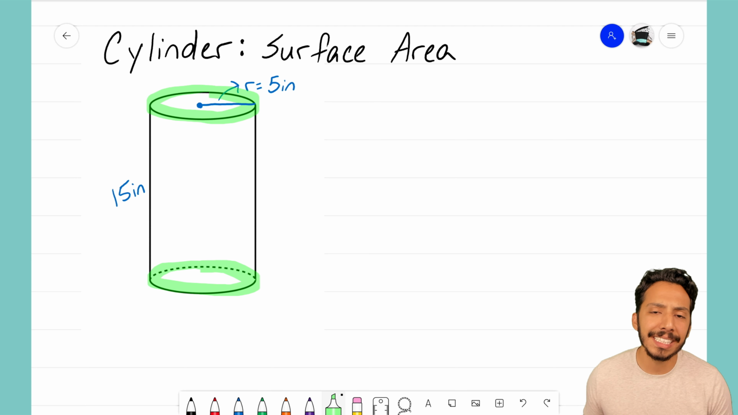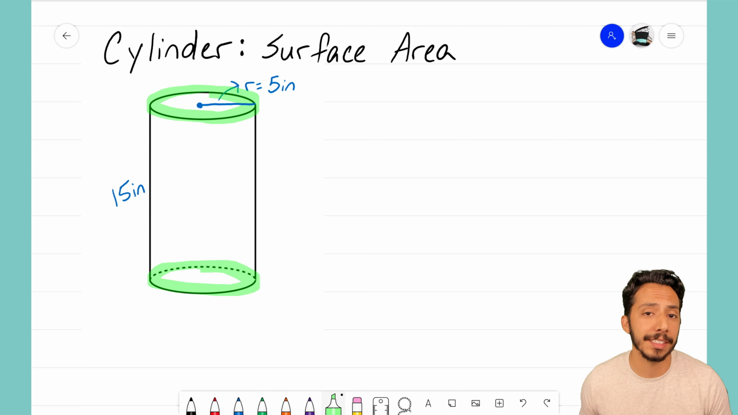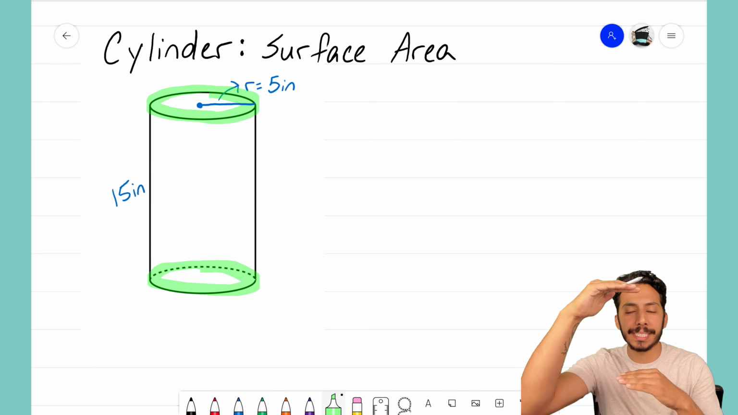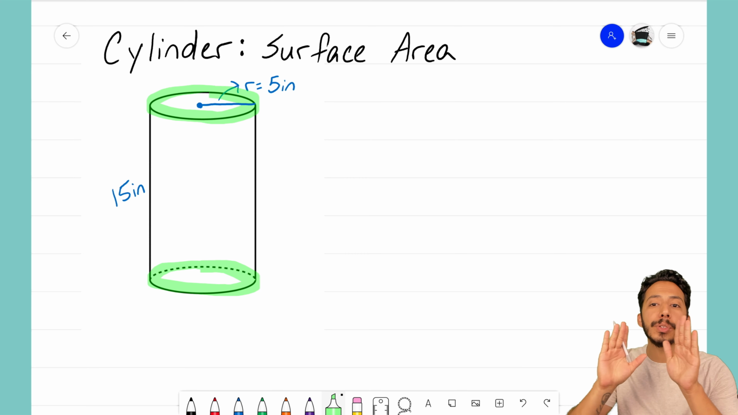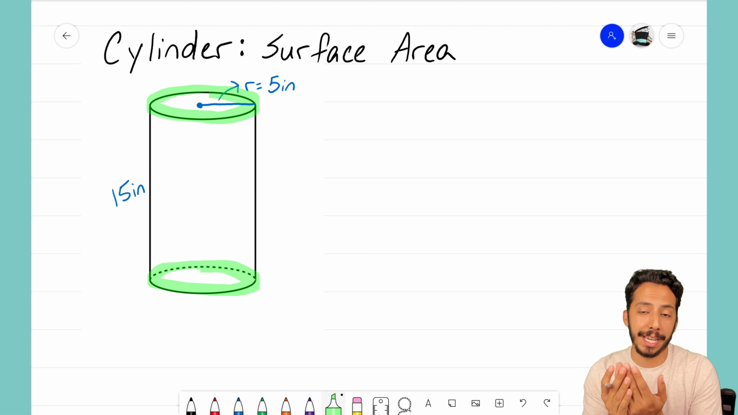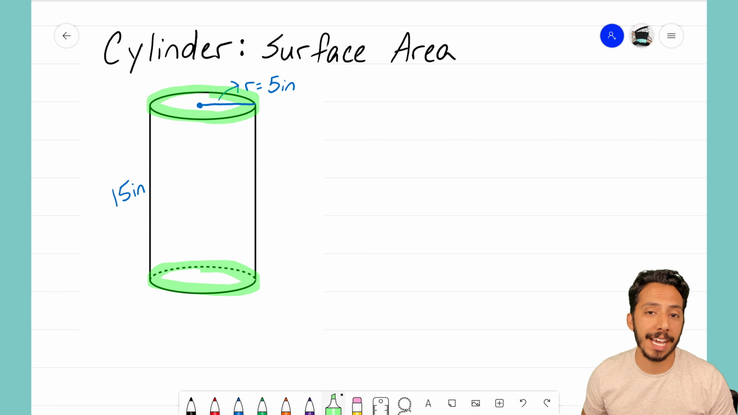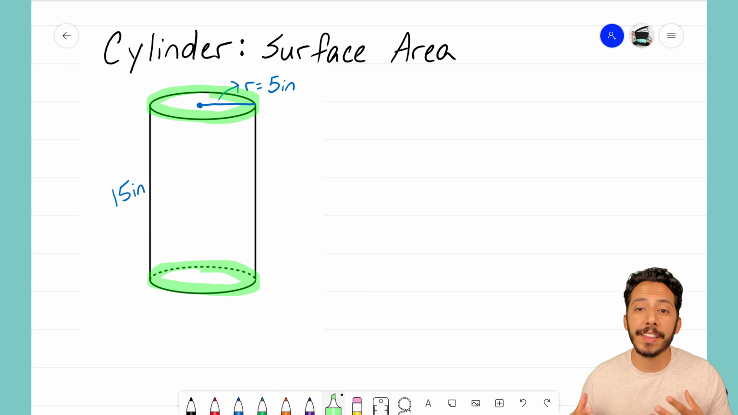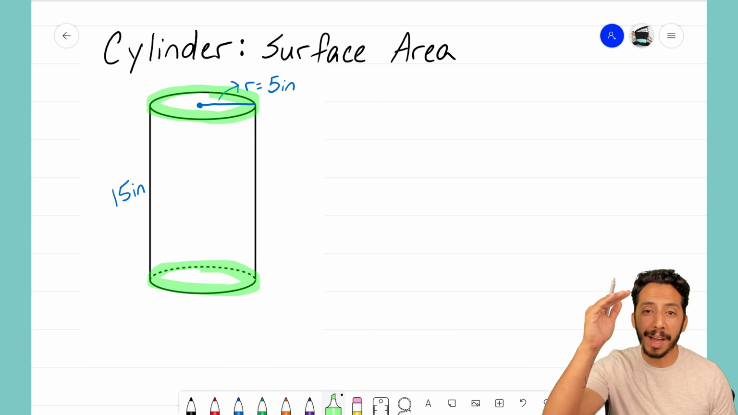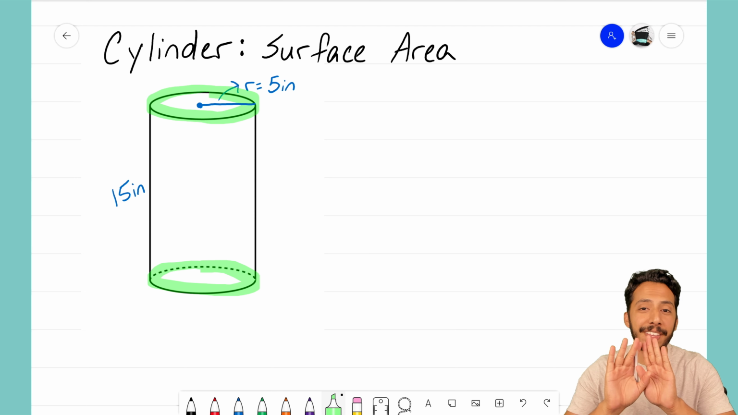Now, a cylinder is actually unique in this way, in that it has the top side, it has the bottom side, and then it has a single side that is wrapped around that shape, okay? That is the only other side there. And what you have to really think about is that you want to find the area for all three of those sides. The area on the top, the area on the bottom, and then the area surrounding that side.